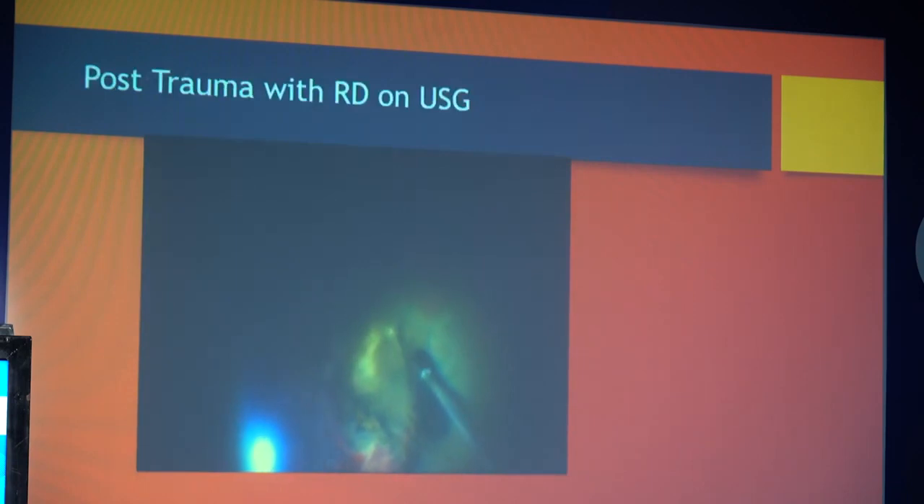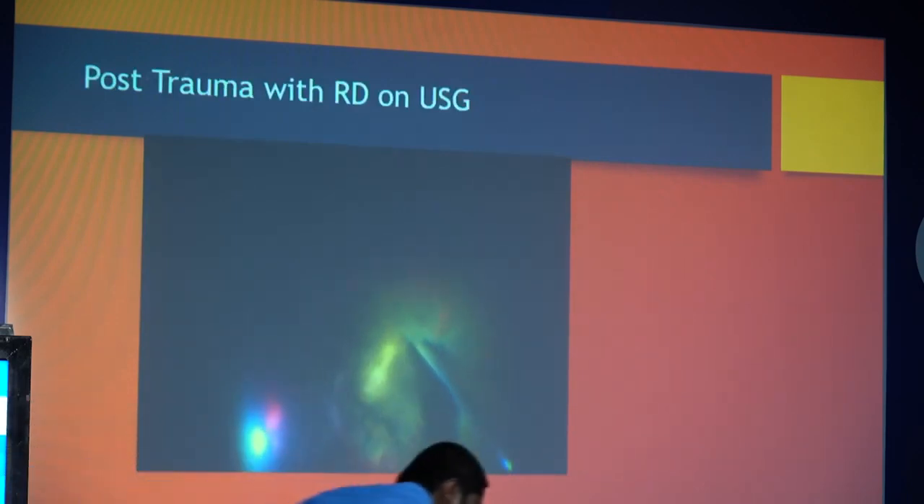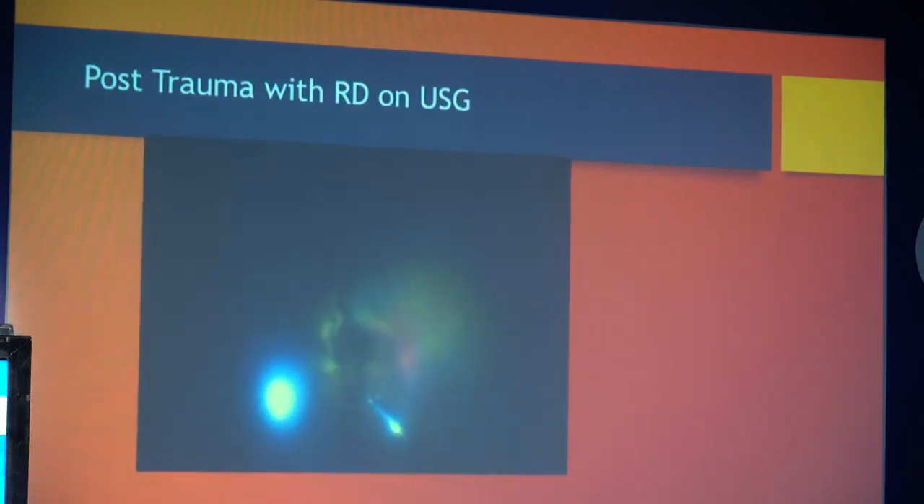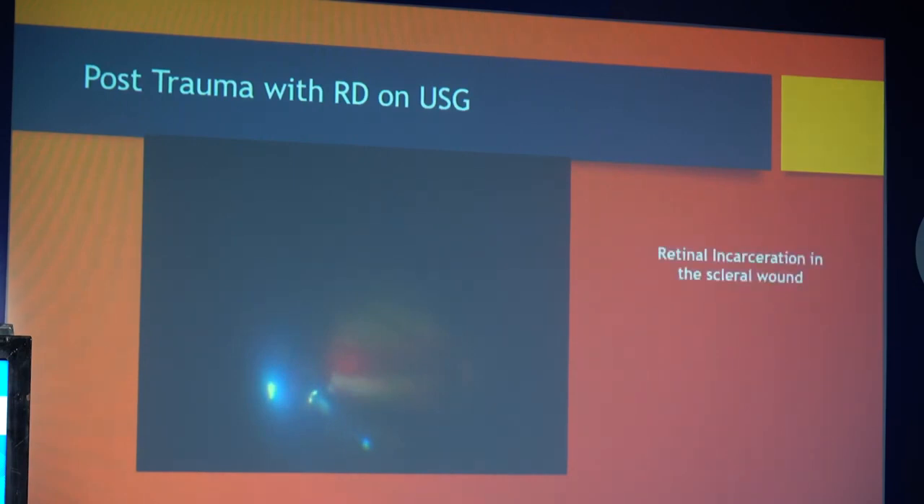Post-trauma with RD on USG is something that we had in the beginning of the surgery. We saw that there was RD, but this was more than a month old, and there was an incarceration of the retina which could not be detected on the B scan. So maybe it was a very small scleral tear into which the retina had got incarcerated, causing RD, and this was something that we had to relieve by retinectomy. I'm sorry, a poor video, but that was what it was.